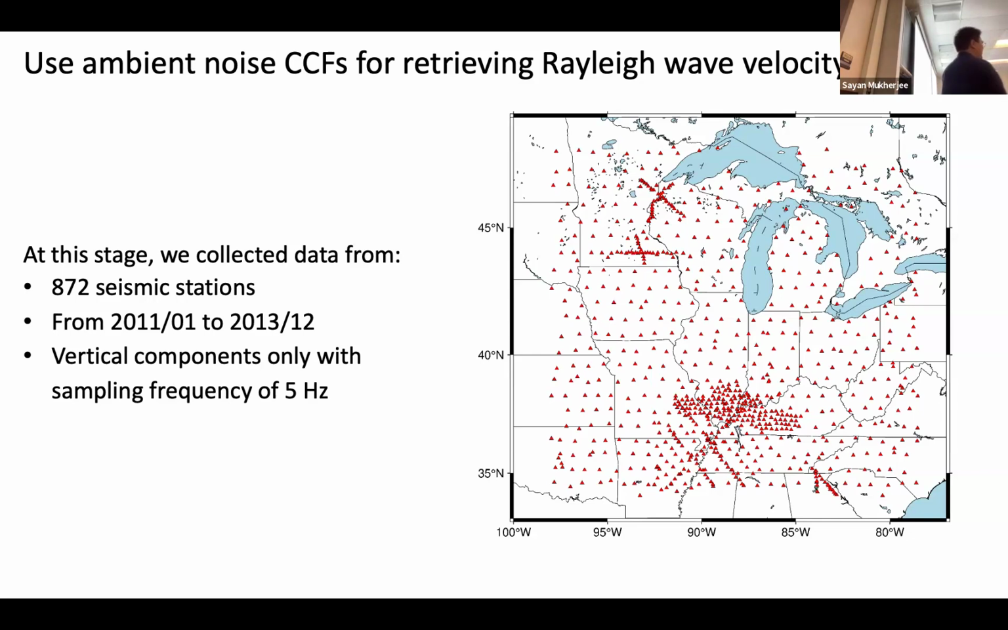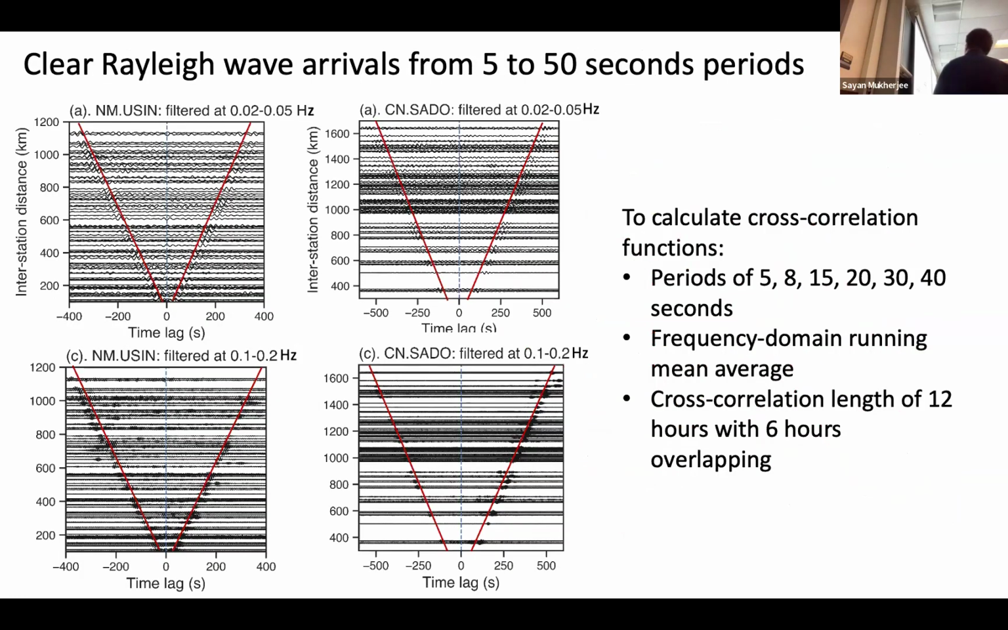At this stage, we use only the vertical component to calculate the Rayleigh wave phase velocity. And in the future, we'll use the horizontal components to calculate the Love wave phase velocities. The sampling frequency is 5 Hertz. This figure just shows you some quality control of our results. Those are the moveout plots at different stations at different frequency bands. And we can see clear Rayleigh wave arrivals from 5 to 50 second periods.